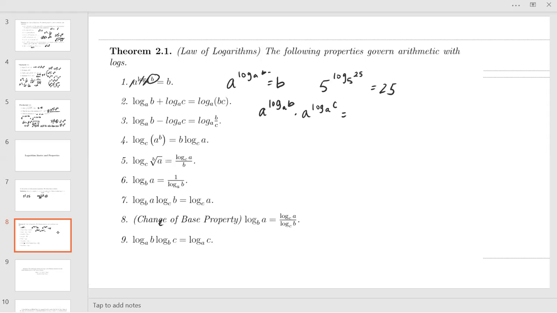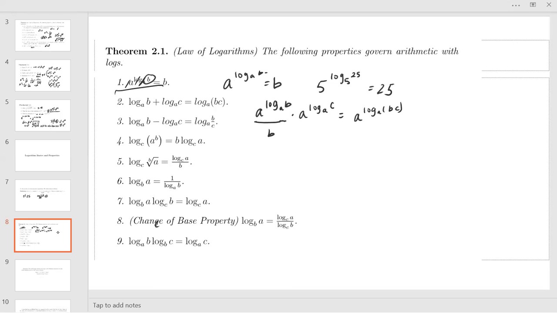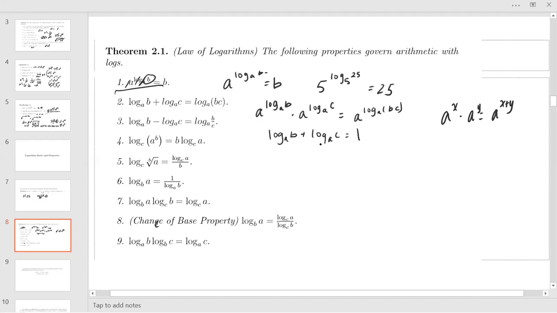So this is equal to, and we see this by using this first property, because this is b, this is c, this is bc, and we know that b times c is equal to bc. And we also know that in general, a to the x times a to the y is simply a to the x plus y. Hence, we have that log a, so we take the sum of the exponents. This is equal to this. So that's how we get the second property.